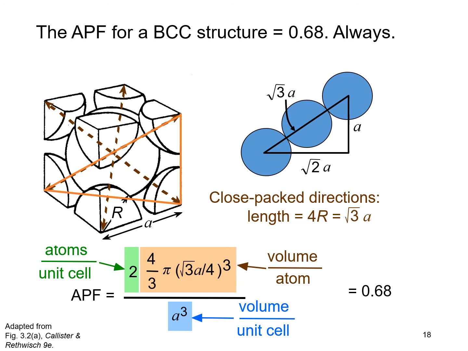There are 2 atoms in the cell. The volume of the atoms is 4/3 pi r cubed, inserting r as a function of A. And the volume of the cell is always A cubed. Therefore, the atomic packing factor for a body-centered cubic is 0.68.